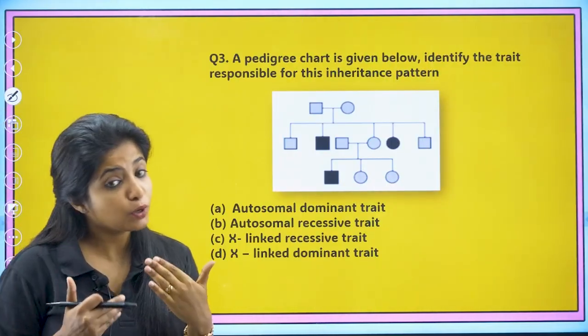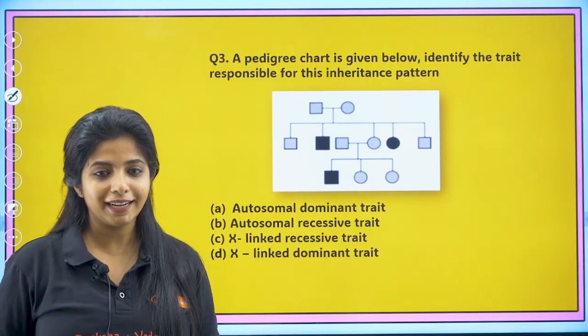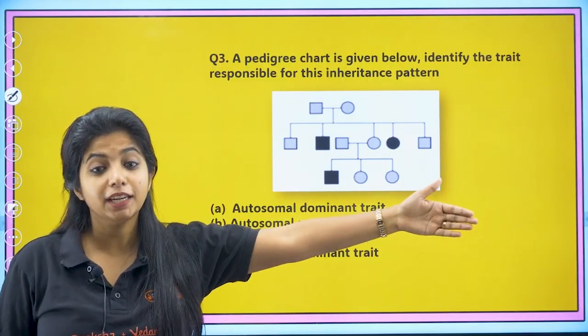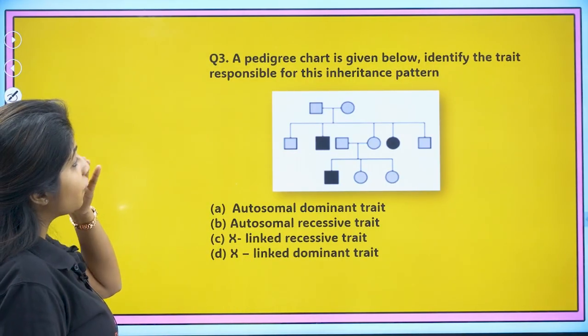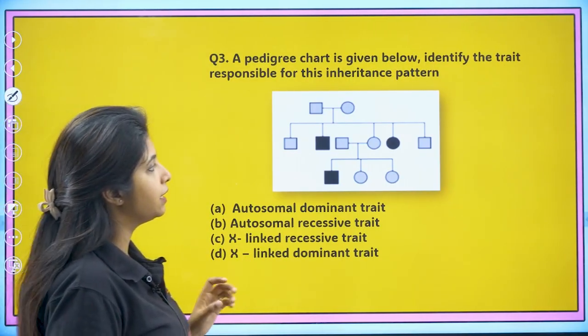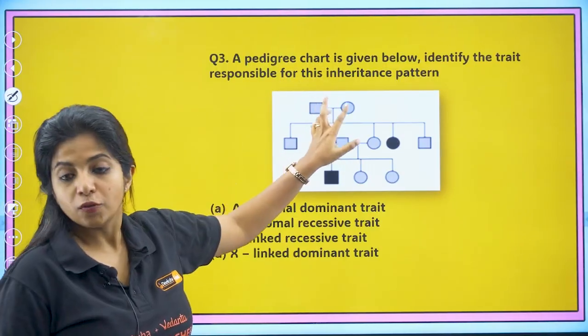Now children, we will be going a bit faster, because if too many things are explained, it's of no use, since I've already explained them in the one shot revision video. Watch it. Now, a pedigree chart is given below. Identify the trait responsible for this inheritance pattern. So my dear children, this is the pedigree chart. These are the options.